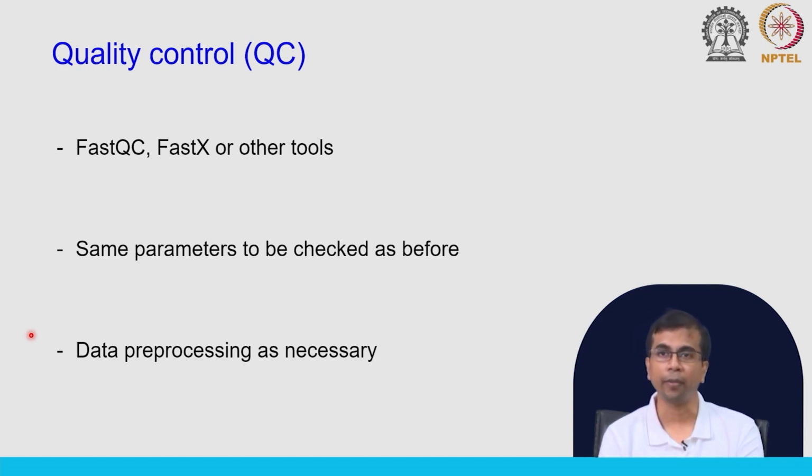We do data pre-processing if it is necessary. For example, if you have adapter contamination, you want to do trimming, or if you have some quality issues, you want to do quality filtering. So, as necessary, you have to decide on these data pre-processing steps. Again, we have discussed this in much more detail when we talked about the genome data processing, so I am not going to go into that again. What I am going to do is discuss read mapping.